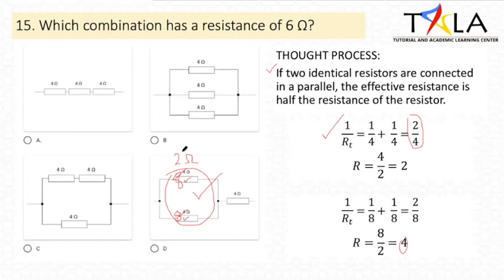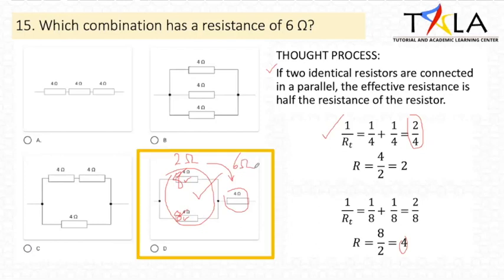So, again, kung 2 ohms tong parallel circuit na to, tapos ito 4 ohms, kailangan lang natin siyang i-add and we will get 6 ohms. So, ang sagot dito sa number 15 ay letter B. May question ba tayo dito, right?